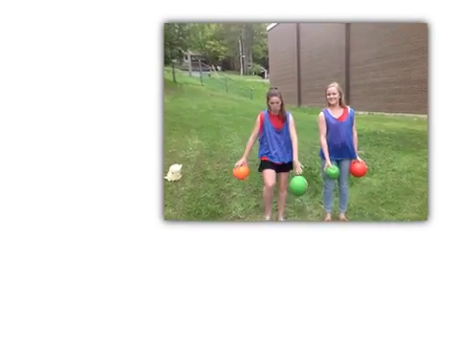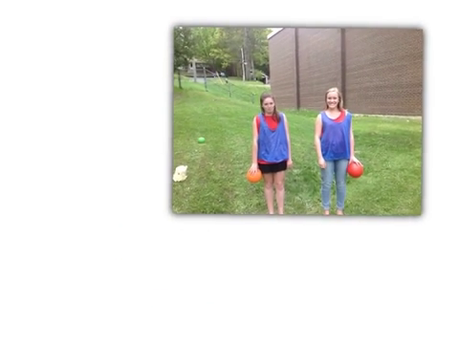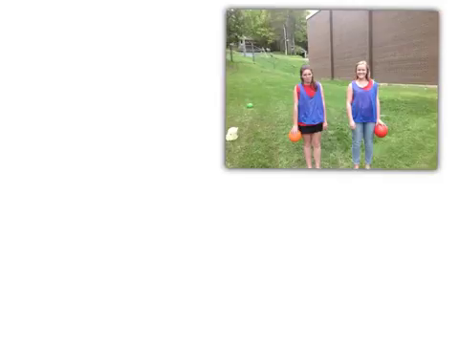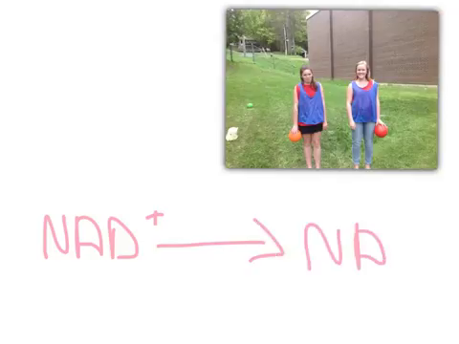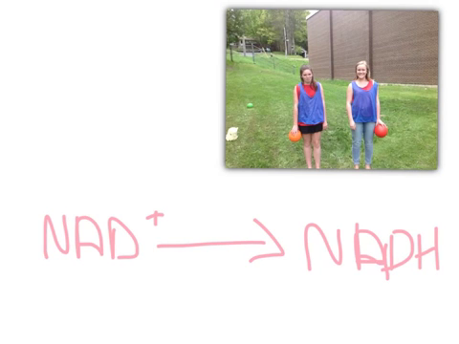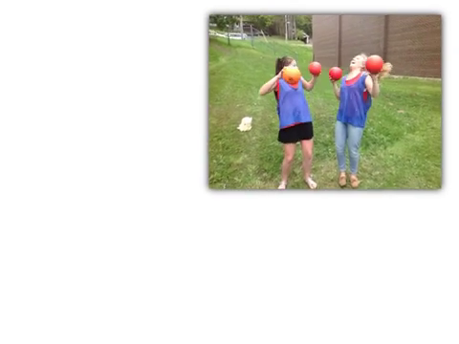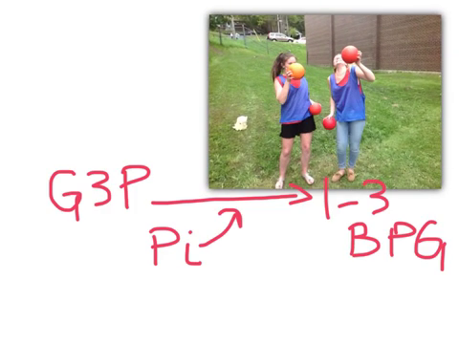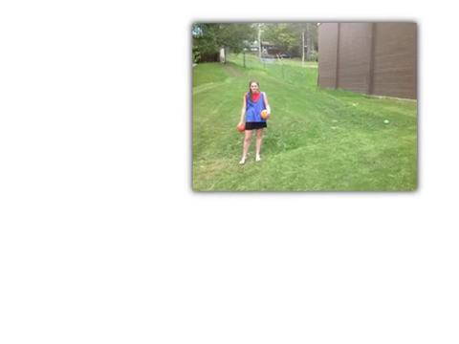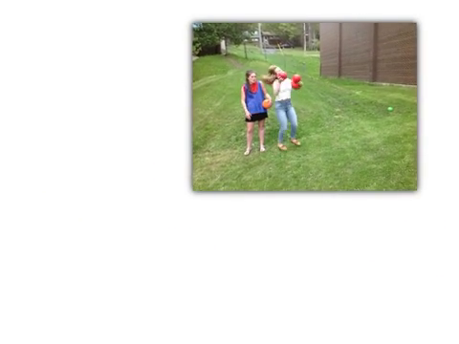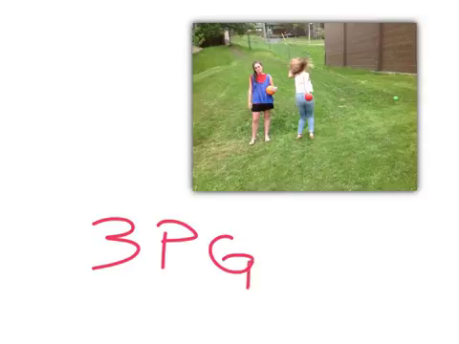So each G3P gives up one hydrogen and two electrons to NAD, and this reduces NAD plus to form NADH. So G3P combines with inorganic phosphate, and this results in an unstable molecule, 1,3-BPG. So 1,3-BPG gives up a phosphate group to ADP, forming ATP. This results in a molecule of 3PG.